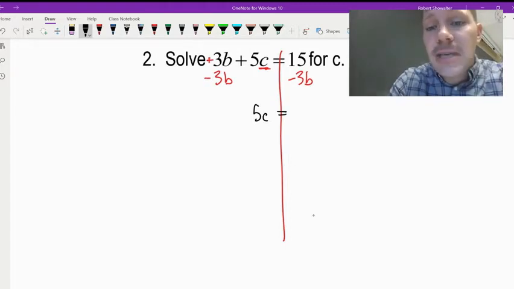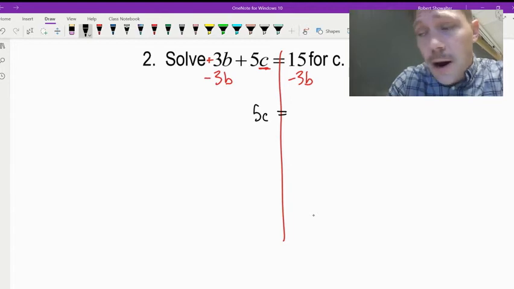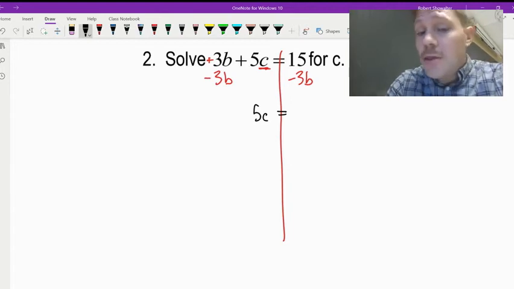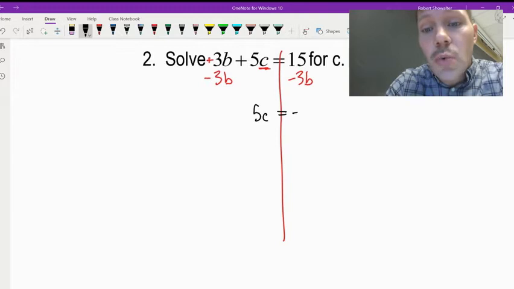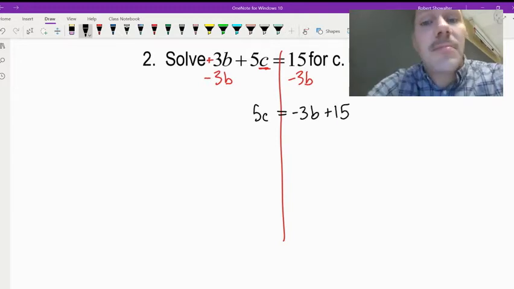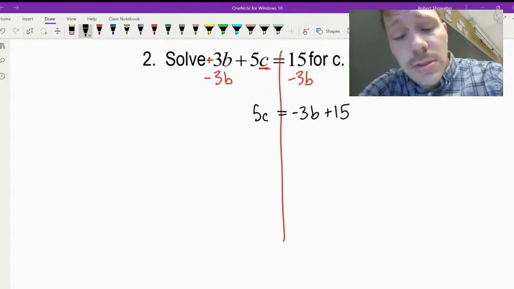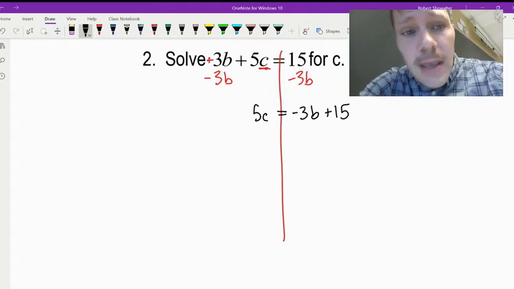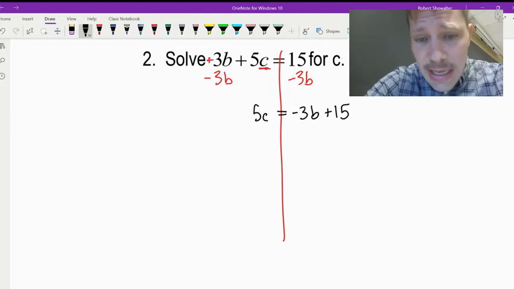Can we do 15 minus 3b? Are those like terms? Those are not like terms, so we're just going to rewrite them down below, and we can't combine them. So we're just going to leave them. Okay. Now we look back and we find C again, and we say, how do we get that by itself?